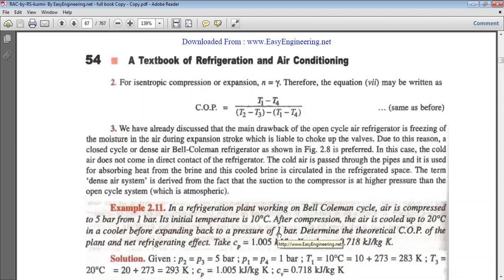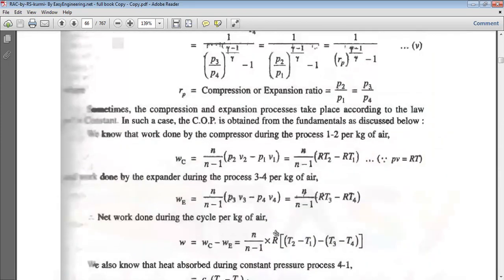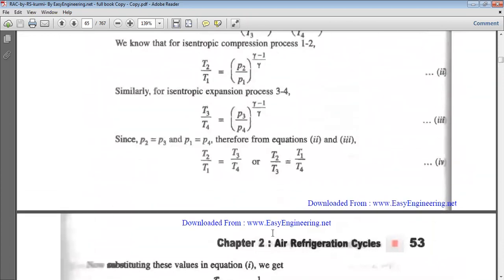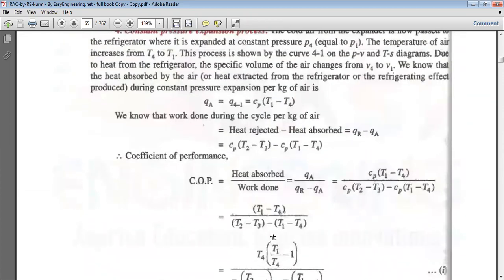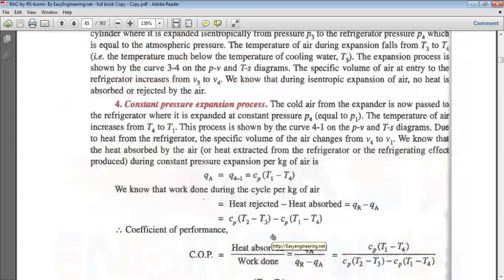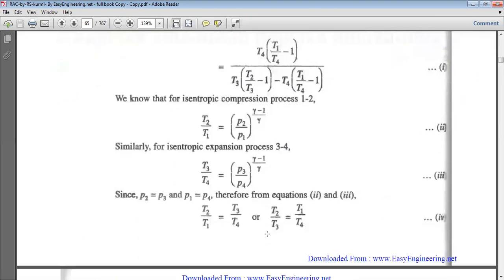Now, very important: while solving problems, we get different conditions. Suppose compression follows PV to the power of n1 is equal to constant and expansion follows PV to the power of n2 is equal to constant. Then the derivation we are doing will not hold good for that condition. If compression and expansion follow the same polytropic process, we use the second part. If compression and expansion are different, then we derive the equation from basic principles.